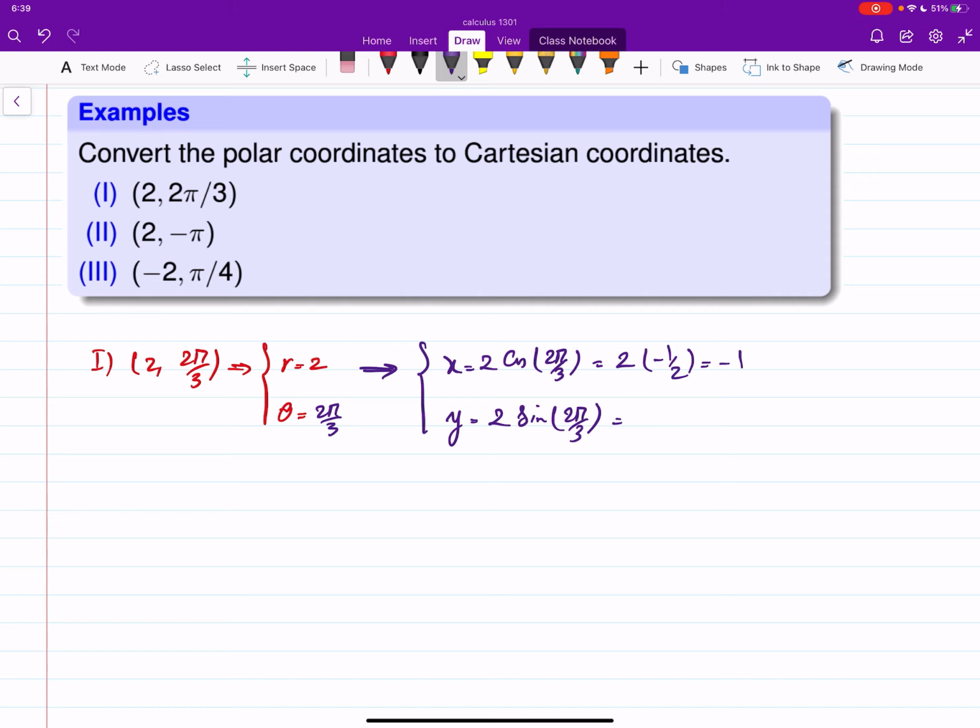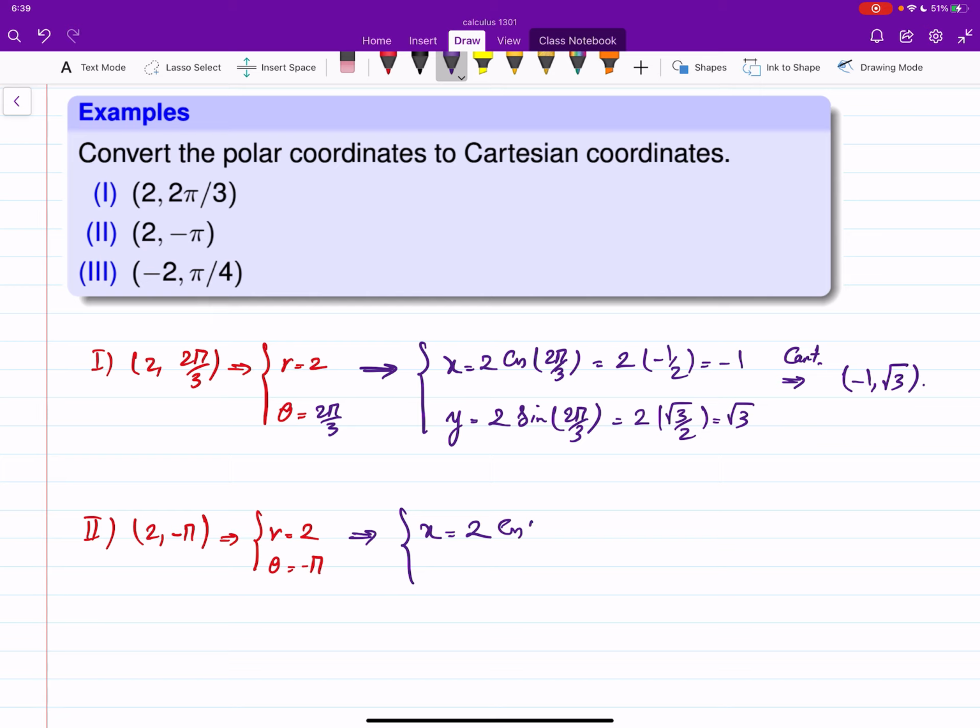For the second one, it is also straightforward. The point is (2, negative pi), which means r is 2 and theta is minus pi. Then you can find x, which is r cosine theta, 2 cosine of minus pi, and y equals 2 sine of minus pi.